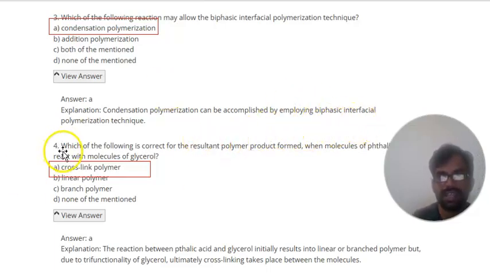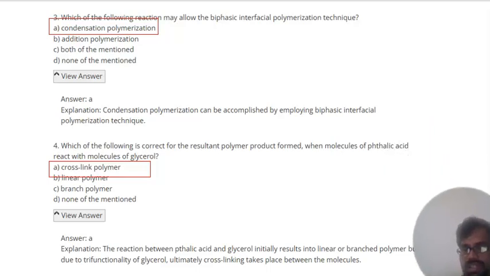Now you can see the next bit. Which of the following is the correct resultant polymer product formed when the molecule is phthalic acid? It is the best example for cross-linked polymers. So the right answer is A, the cross-linked polymer. You can see the next one.